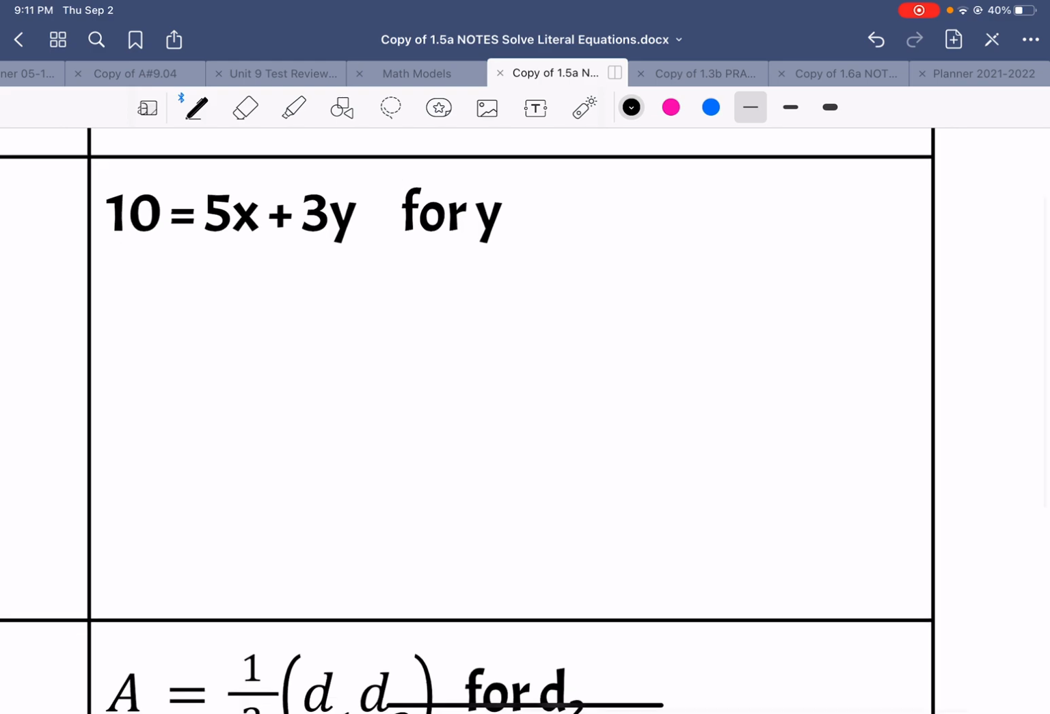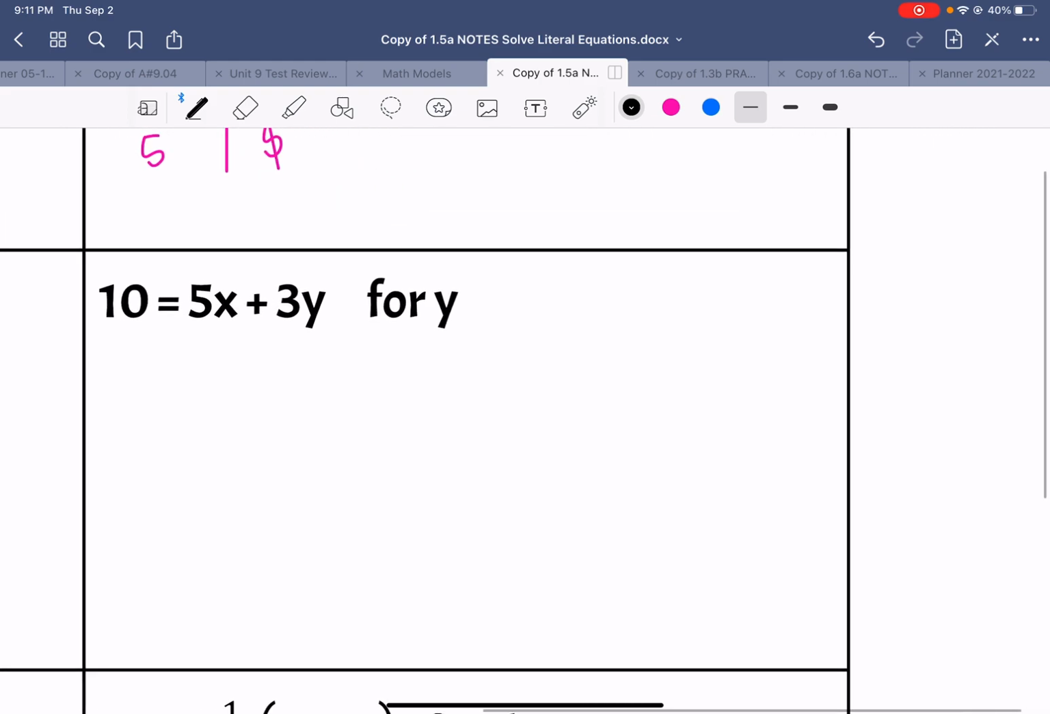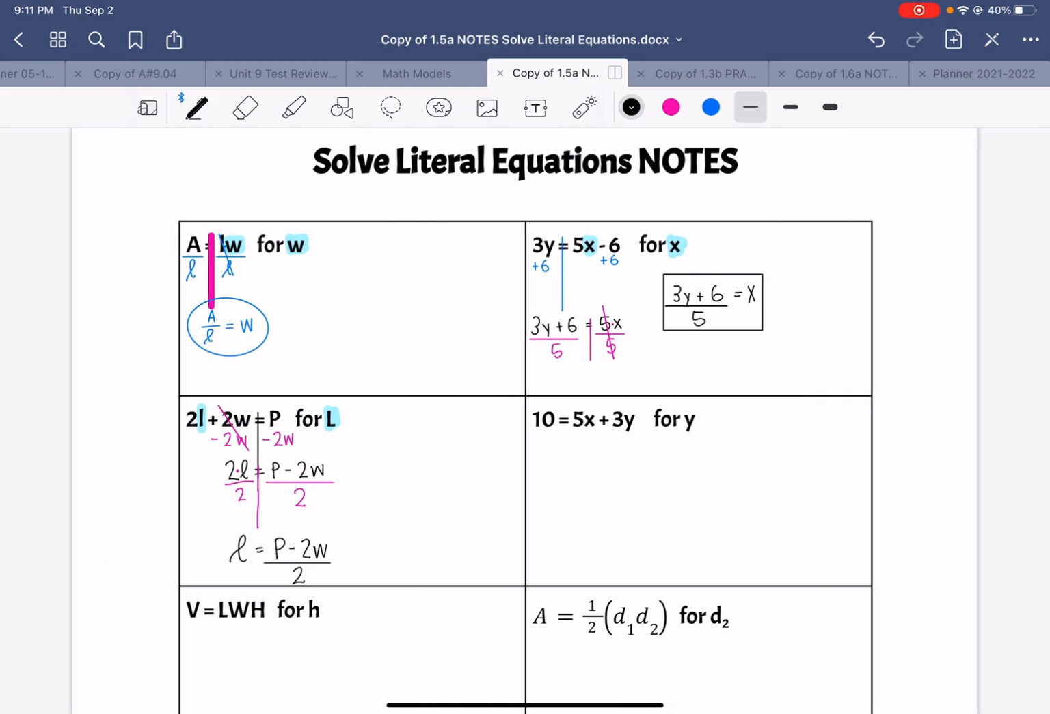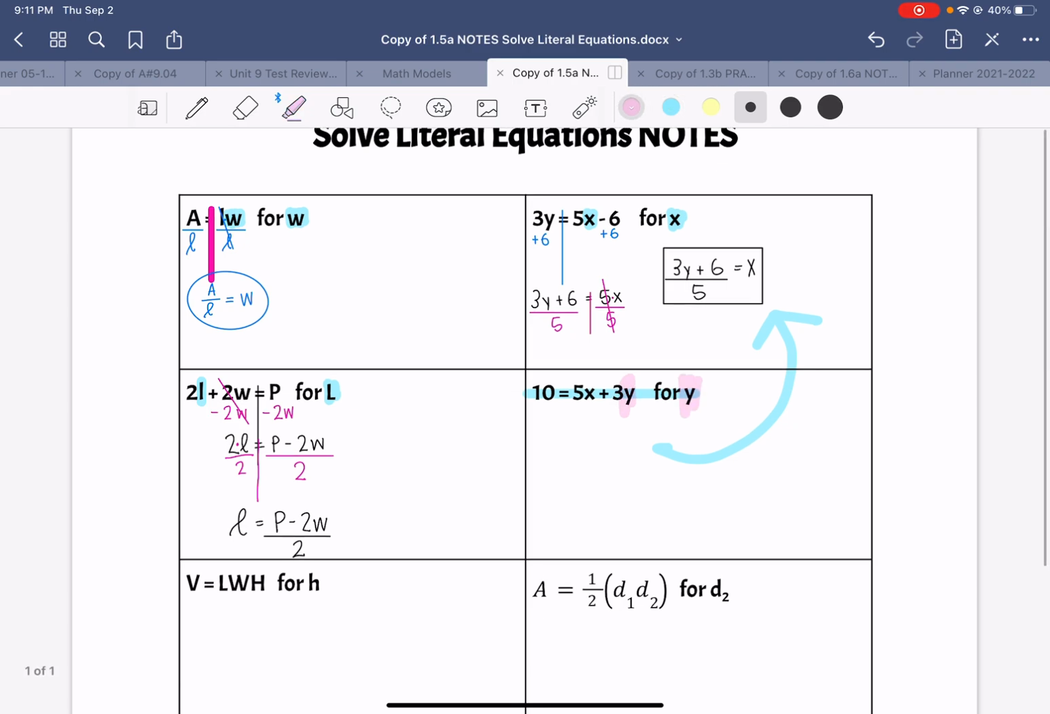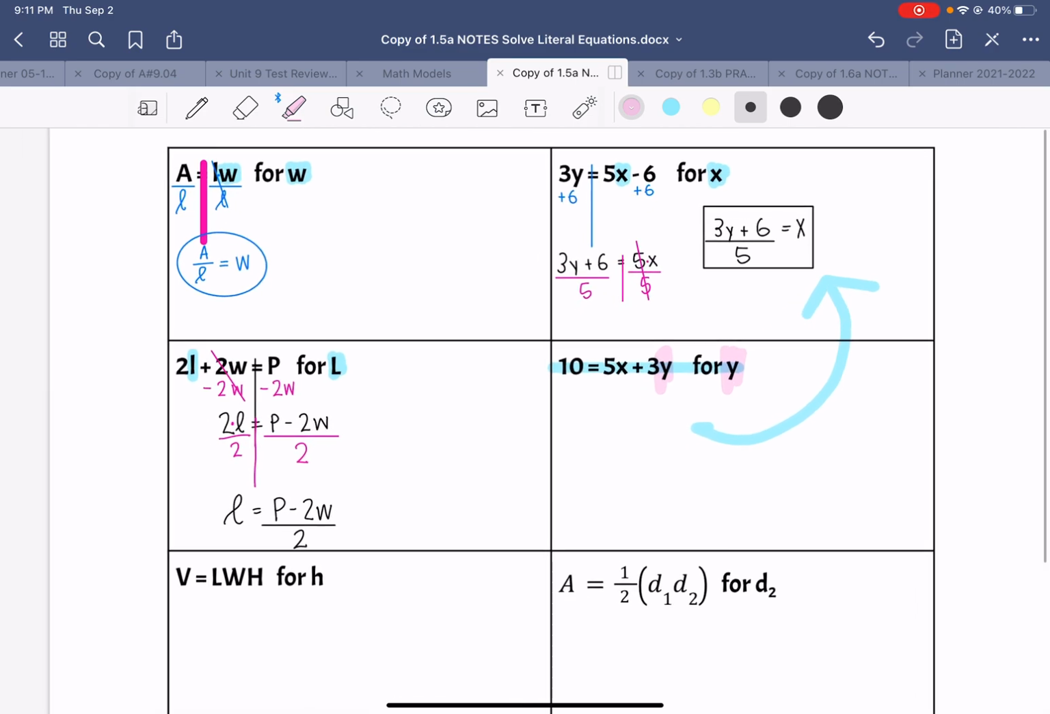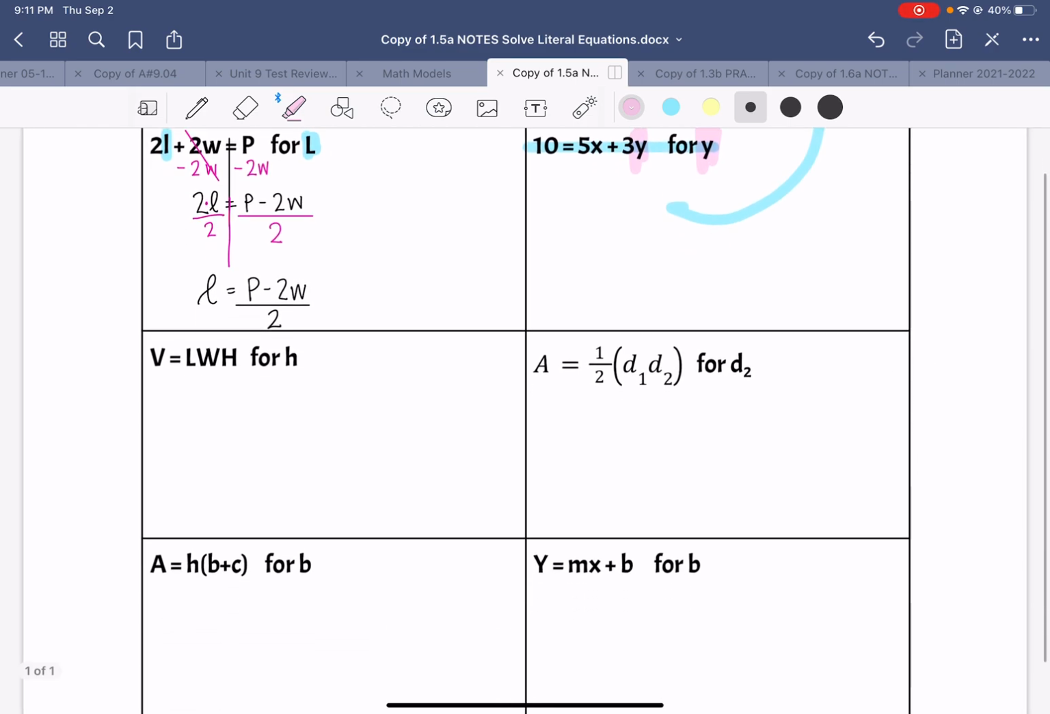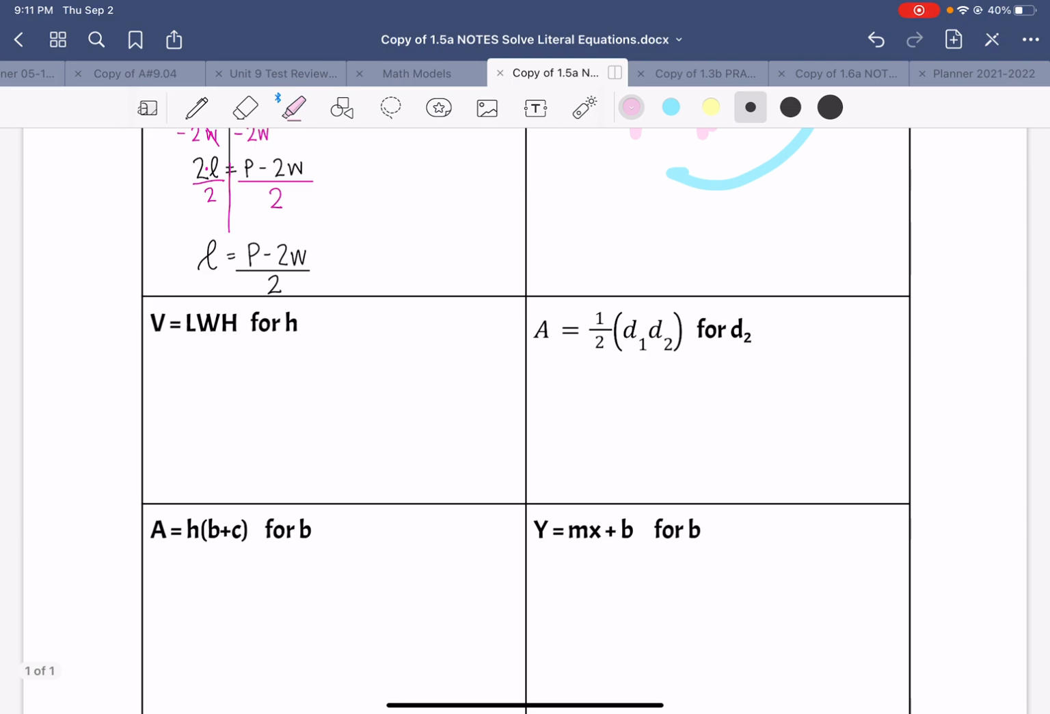All right, so I want you to try these next two. This one right here is just like this one right here, is just like this one. So I want you to try this one, except what's different is you're going to solve for y now. You're getting y by itself. All right, and come back for the answer, or go to Google Classroom for the notes and answers.